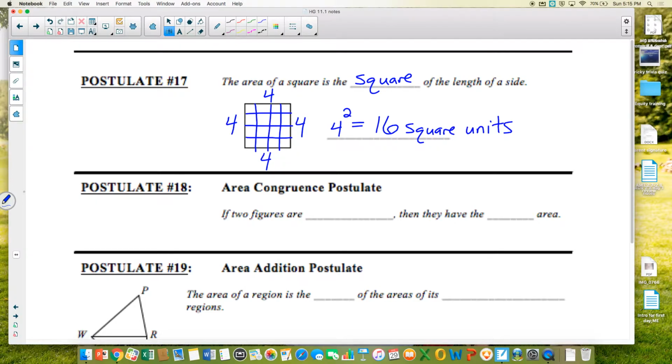So the formula we can use for a square, we'd say area of a square equals s squared. In this case, s is the length of the side. And we already know that all four sides in a square are the same. So s is the same all the way around the square. Postulate 18. If two figures are congruent, then they have the same area.